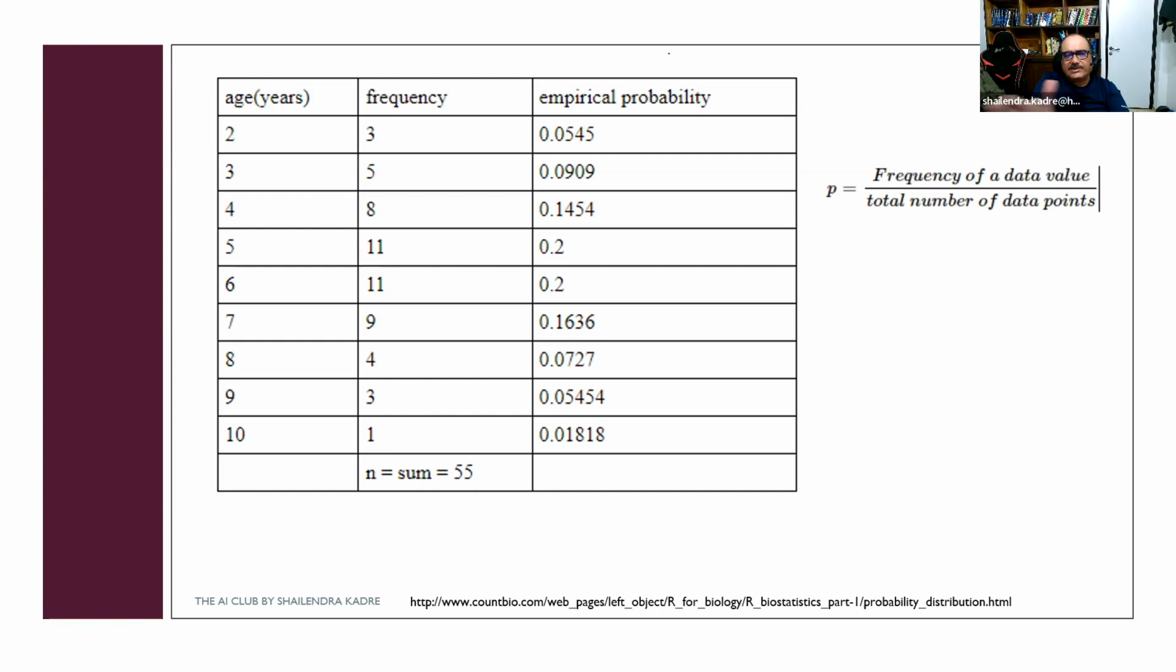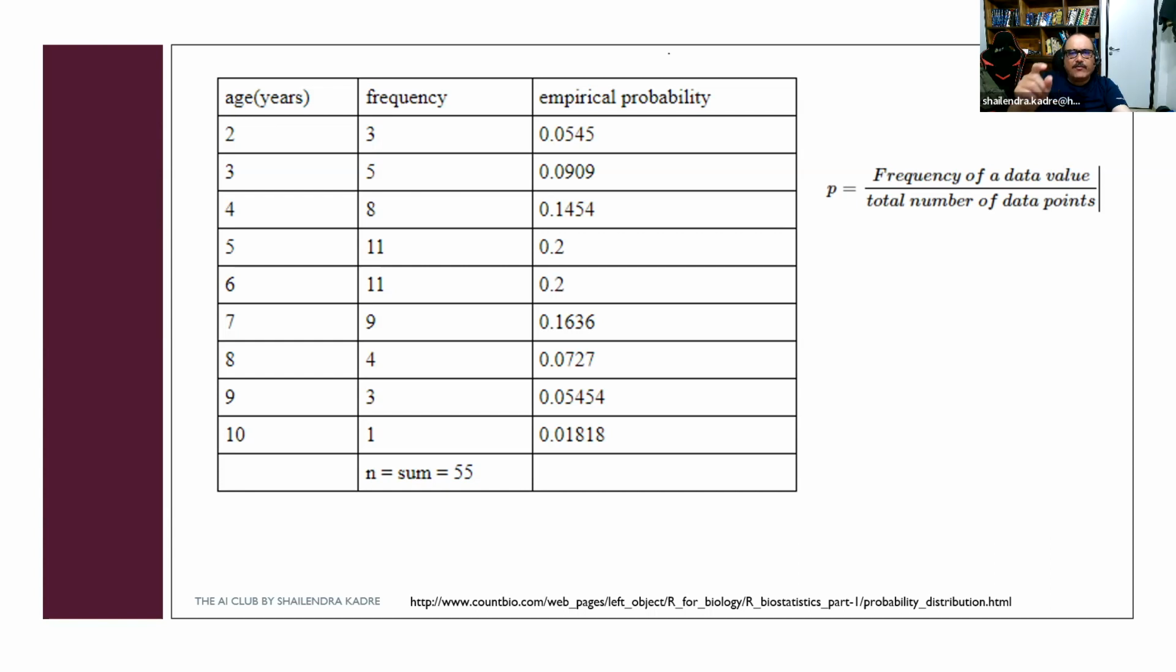Now look at the last column, empirical probability. How am I calculating probability? First of all, I have totaled up all the frequencies. I have taken 55 students, so all my frequencies add up to 55. That means my total sample space is 55. All students add up to 55. Now what I have done is divide each frequency by the total number of students, the total number of children.